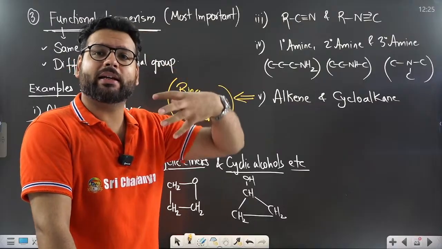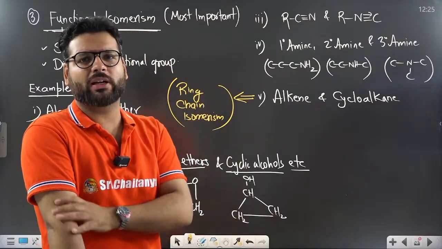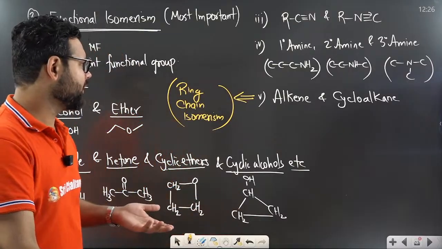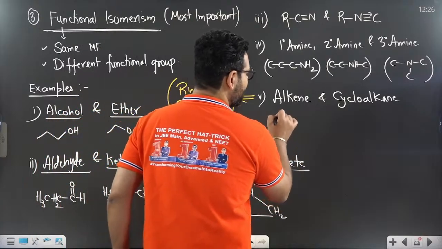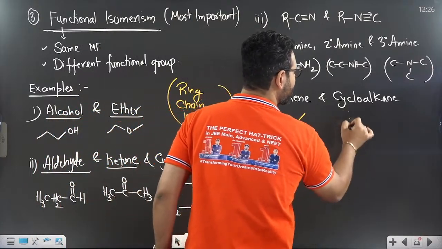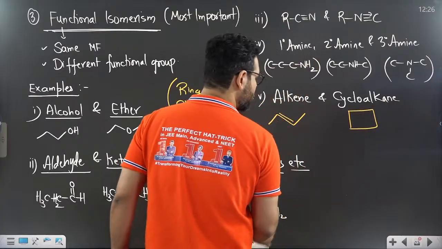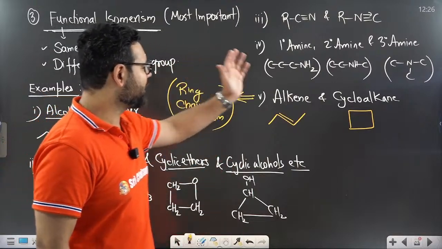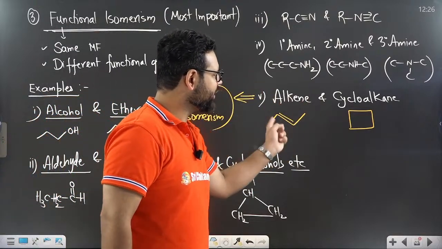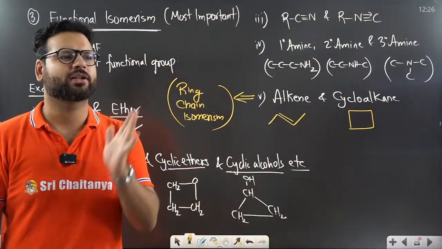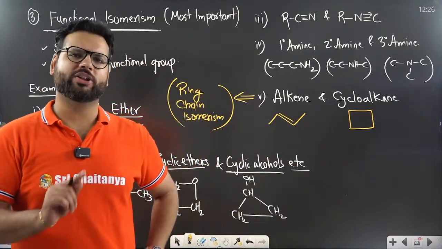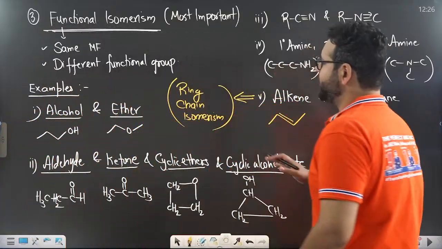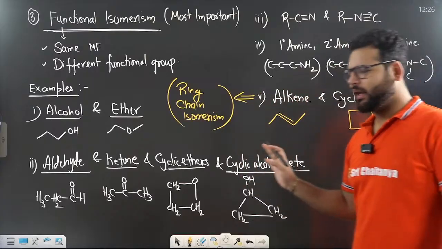An alkene has different properties as compared to a cycloalkane, but their formula will be the same only, like we did in the last class as well. When I take a 4 carbon alkene, butene, and a 4 carbon cycloalkane, cyclobutane, both will have different properties. So we call them ring chain isomerism, or also functional isomerism. Up to here, everything clear? Many more can be there. I am not writing them here.